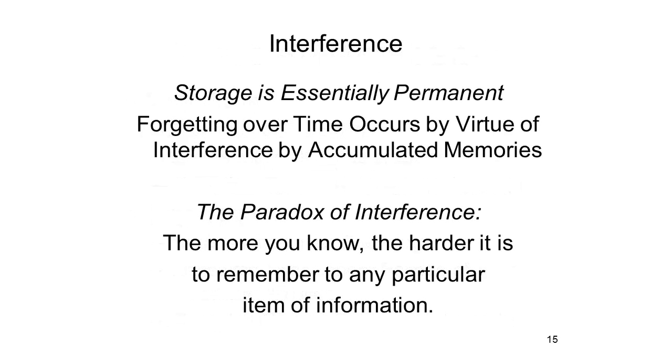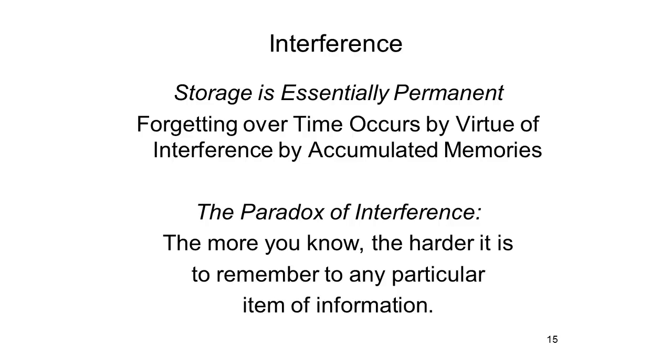Setting aside accidental impairments of the consolidation process, as in traumatic retrograde amnesia, certainly the primary source of time-dependent forgetting is what we now think of as interference. The general idea of interference is that once encoded, with perhaps a little extra time needed for consolidation, memory traces are permanently stored, and forgetting occurs by virtue of the mutual interference that occurs among accumulated memories.